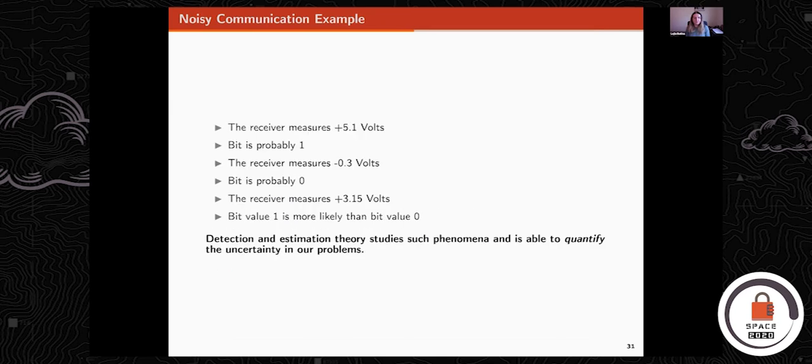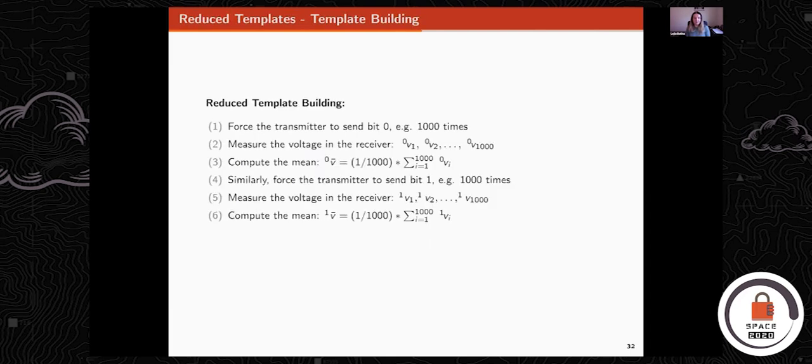But the task of the receiver is to decide which one is that. And typically you know how it works. If it's very close to those values, you can easily conclude which one it was. But if it's something in between, like say 3.15, then we can say, yeah, it's more likely that it's one, right? So this is basically the very simple idea that leads us to this so-called reduced template building.